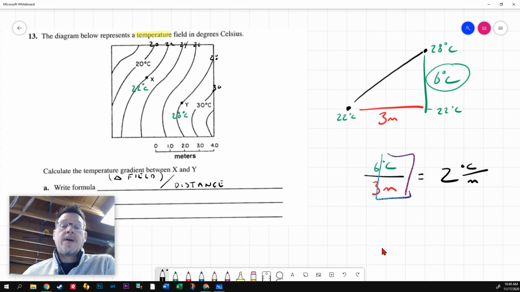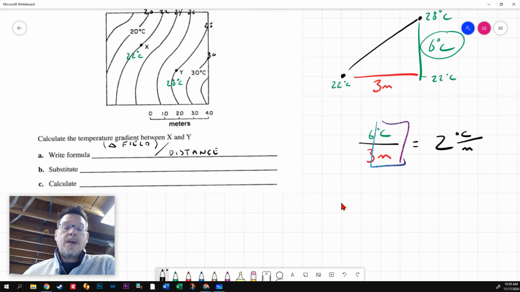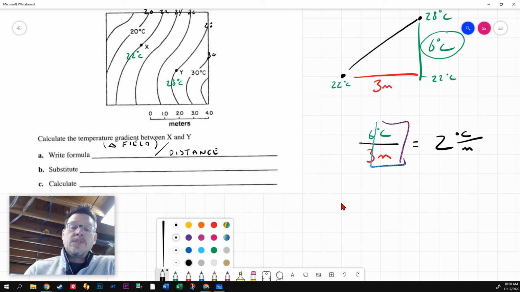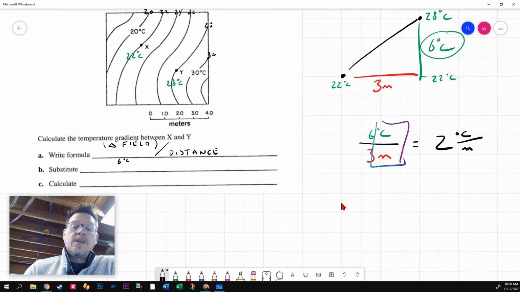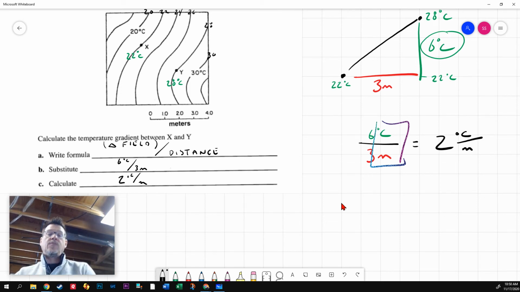All right, so here we are back at our problem. The next thing I need to do is substitute. So my change in field value was 6 degrees Celsius, divided by 3 meters, and then calculate. Again, I get 2 degrees Celsius per meter. So that's what I would expect of the answer fields.